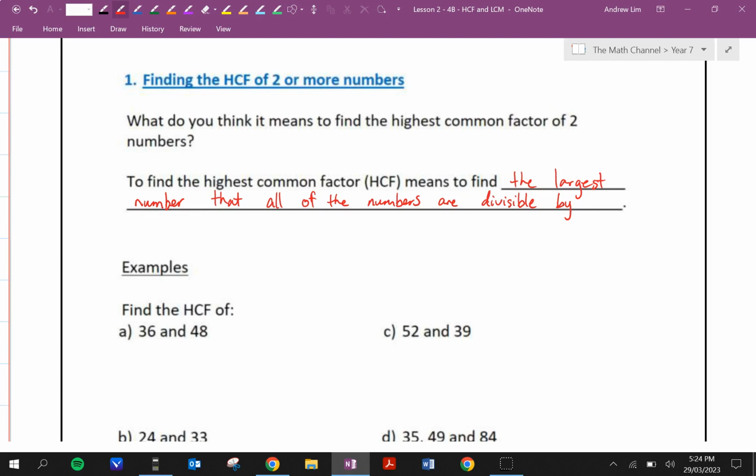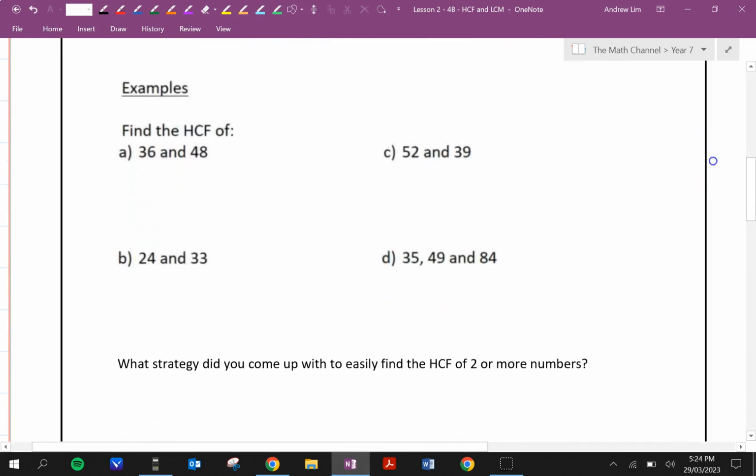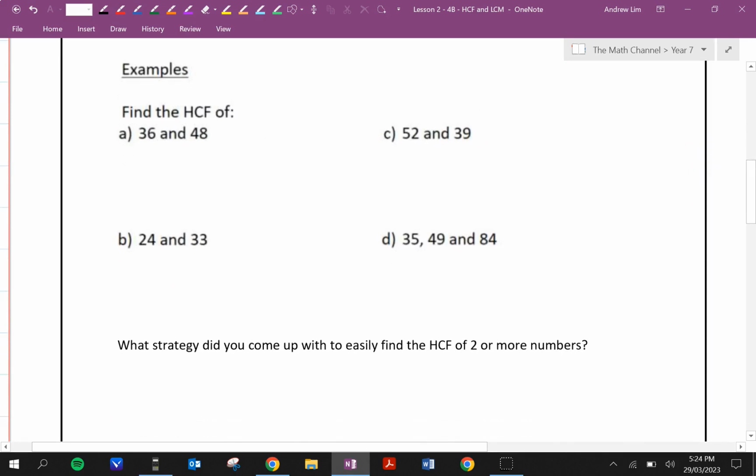Okay, and the smallest it can be will be the smallest number of the two or more numbers given to you. So let's have a look at question A. Find the highest common factor of 36 and 48. I'm going to teach you one method. I want you to use that method for B, C, and D. And then I want you to see if you can come up with a strategy that will help you find the highest common factor of two or more numbers easily.